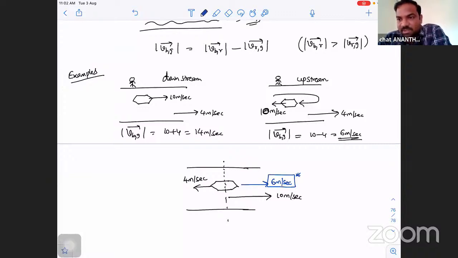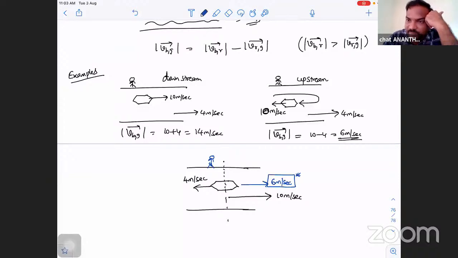So all these things you can understand from the relative velocity also. You can easily go with VBG. As seen from the ground, the person on the ground will see that the boat will go downward with what speed? With 6 meter per second. The boat has very less speed, but river velocity is very more. The river will push the boat with 10 meter per second.